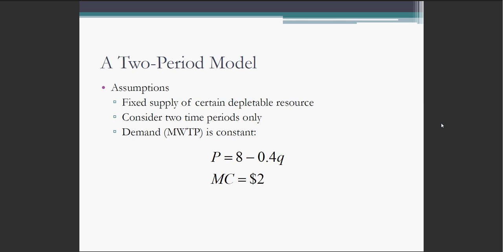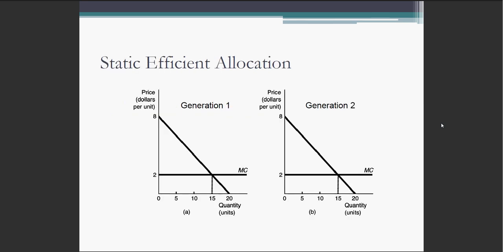The price and marginal cost of the depletable resource in question are shown here, where P is the price and Q is the quantity. The static allocations for two generations are shown here. Both generations receive maximized return when 15 units of resource are available and consumed. This is because this is where the price equals the marginal cost of the resource.